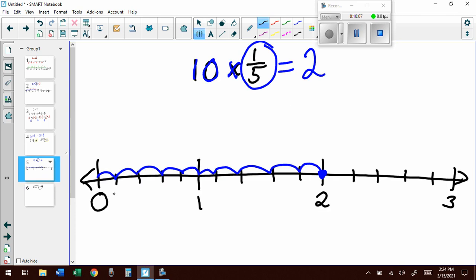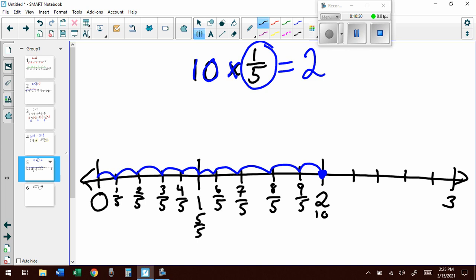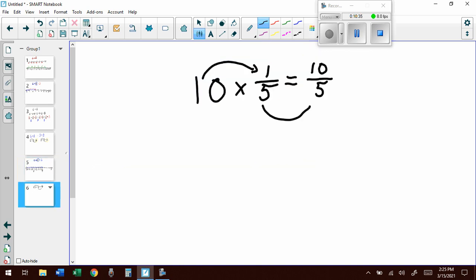Good, so right here we have 1/5, 2/5, 3/5, 4/5, 5/5, 6/5, 7/5, 8/5, 9/5, 10/5. Is that where we landed? And is that what we got when we multiplied? That's good.